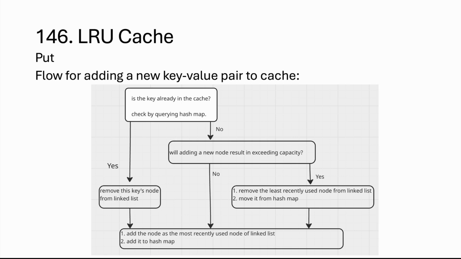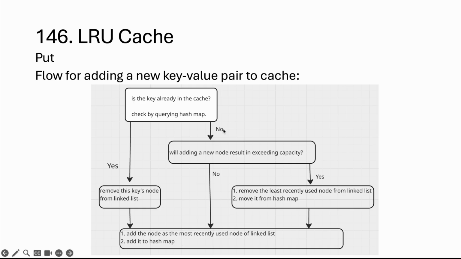This is the flow for adding a new key value pair to cache. Is the key already in the cache? We should check by querying the hash map. If it is yes, then we should remove this key's node from the linked list, add the node at the most recently used node of the linked list, and add it to the hash map.